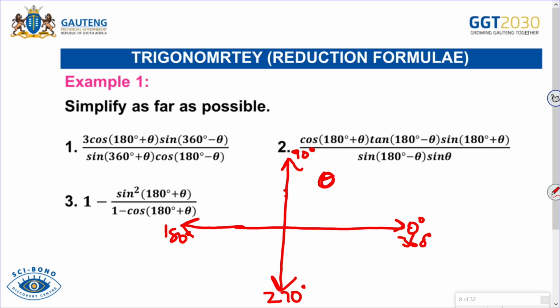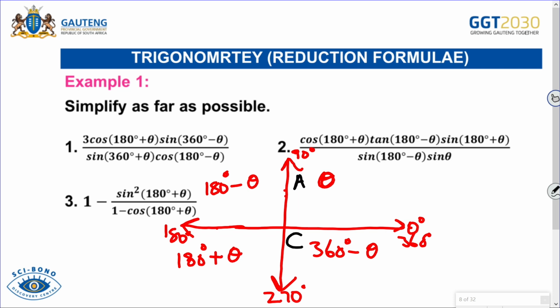And then in the second quadrant, you will get 180 degrees minus theta. In the third quadrant, you will get 180 degrees plus theta. And in the fourth quadrant, you will get 360 degrees minus theta. And I said to you, we've got what we call a CAST diagram, whereby this is C, this is A, this is S, and this is T.